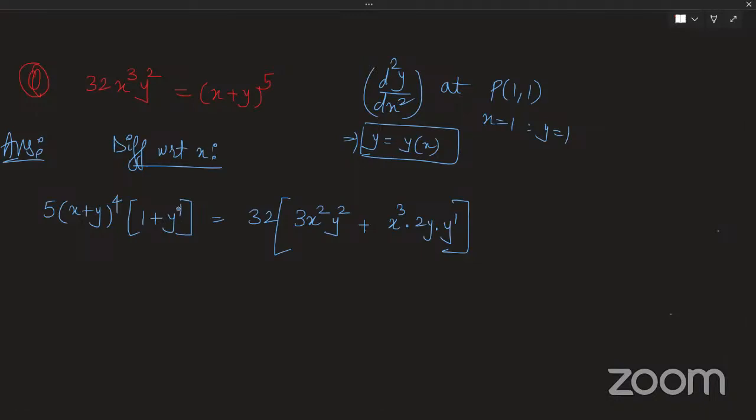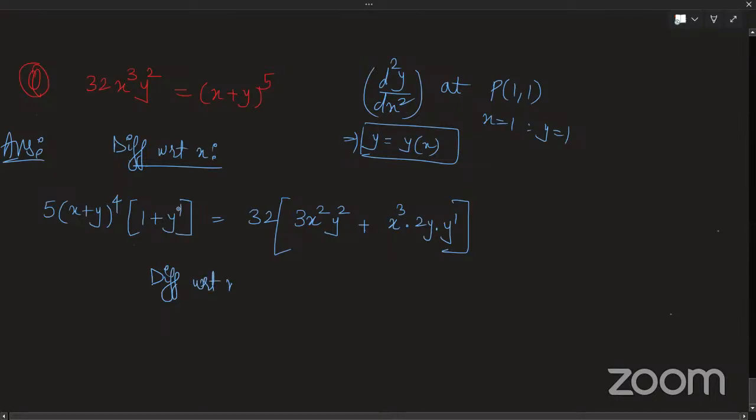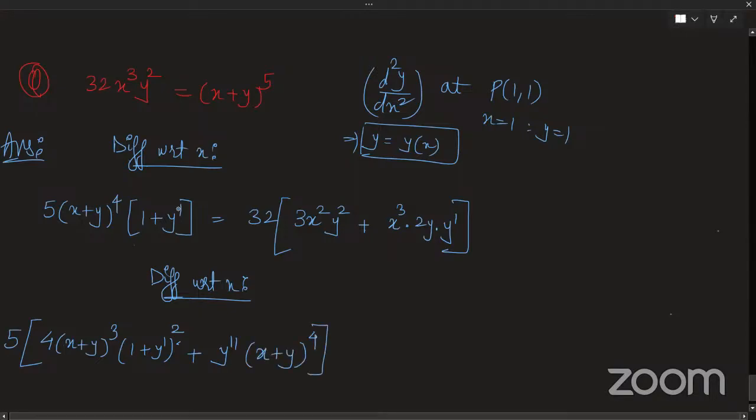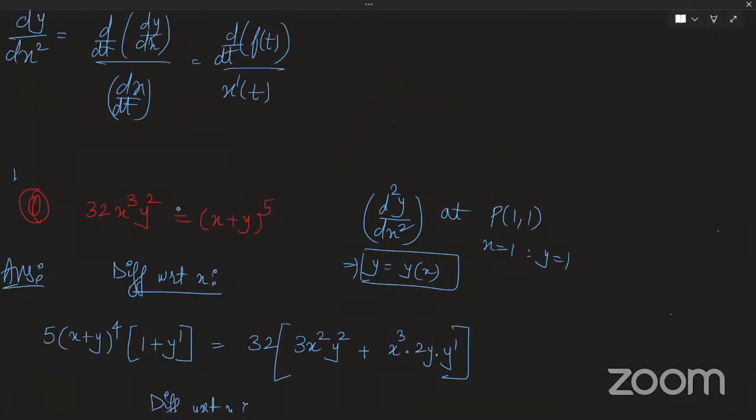Now again, in order to calculate your d2y by dx square, you will again need to differentiate this thing. If I again need to differentiate this thing, what will I do? I will again apply product rule. So 5 into, now you need to apply product rule on this thing. It will be 4 into x plus y whole cube into 1 plus y dash into 1 plus y dash, which was already there. So it will be 1 plus y dash square plus y double dash into x plus y whole raised to 4 is equal to 32 into. Fine. I want you to do both of these as important.